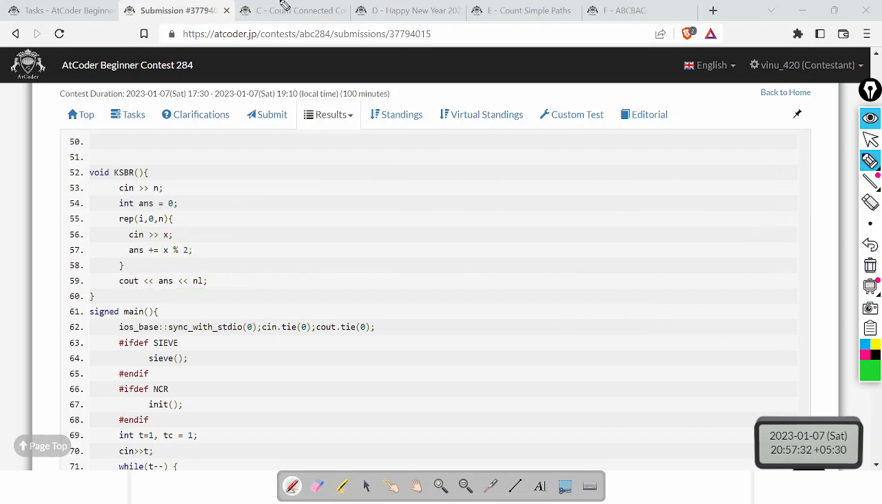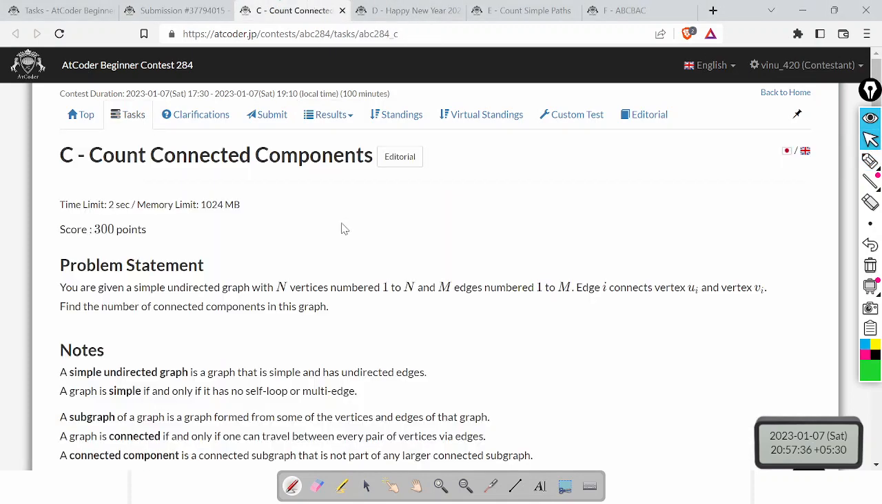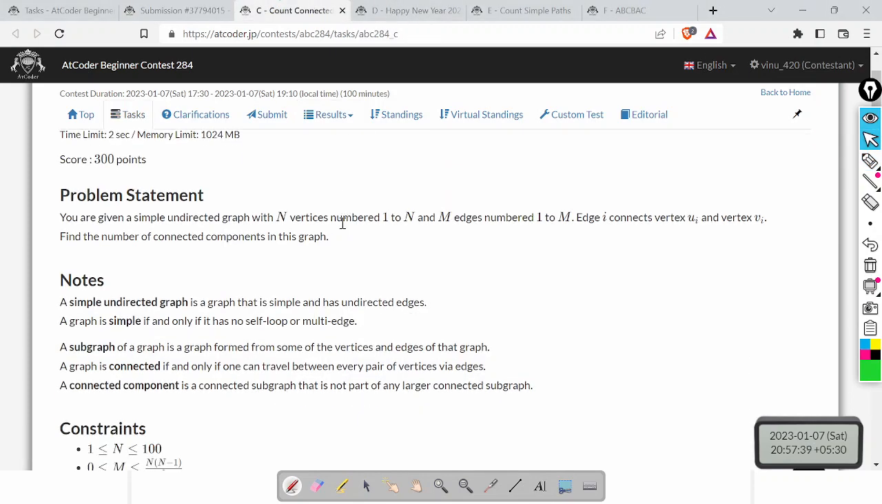Okay, now the third question, count connected components. This is again a very simple question on graphs. If you have a simple knowledge of graphs, then this is the easiest question. We are given n vertices, or n nodes, and we are given m edges, 1 to m. Each edge connects two vertices ui and vi, and we need to find the number of connected components.